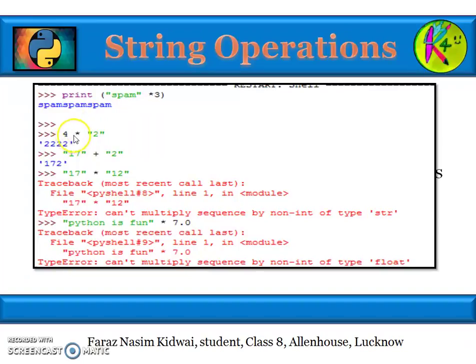And here I wanted to multiply 2 4 times. That means I want 2 to be printed 4 times. So you see I got the result as 2222. Now in this case I wanted to add, I already told you about addition, but you see I got the result as 172. Now in this case I multiplied 17 with 12, both as integers, so Python produced an error. Okay, the final thing I wanted to tell you is that you cannot multiply any string with floats. That also produces an error, as you can see here.